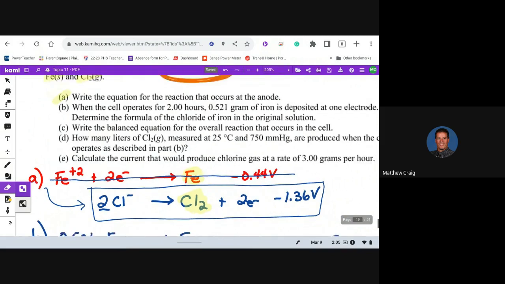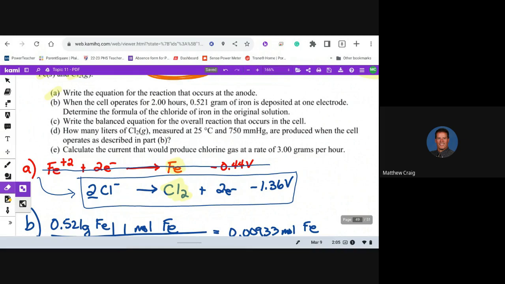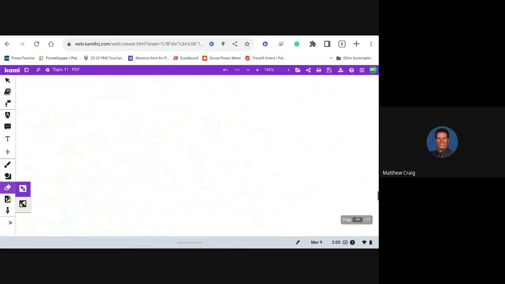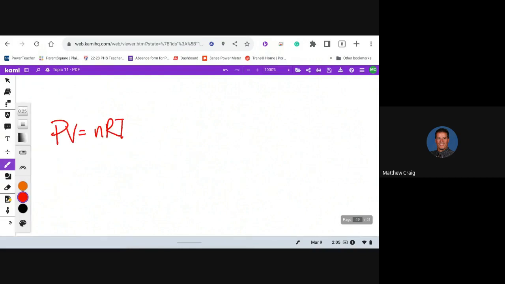D, how many liters of chlorine measured at 25 degrees, 750 millimeters of mercury are produced when cells operate as described in part B? PV equals nRT. Yes, we love PV equals nRT. So we're looking for the volume. 750. It's true. So our moles, 0.009. What was it?